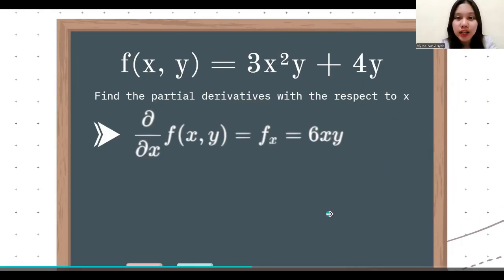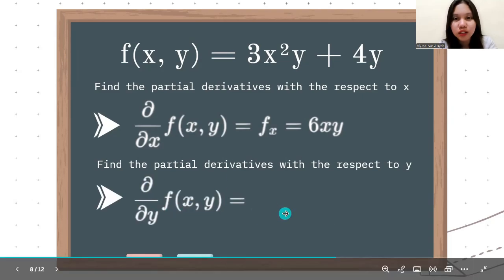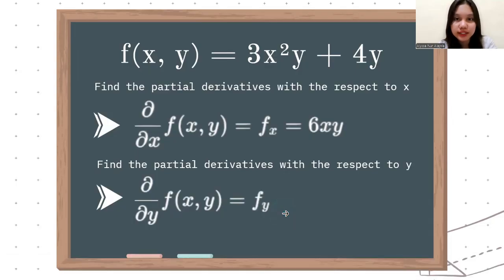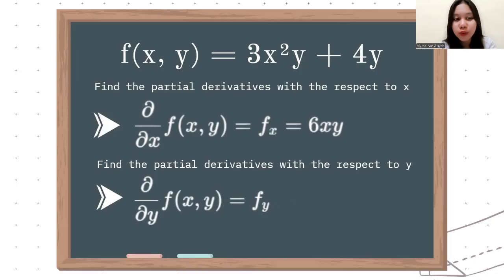Second one, we are supposed to find how the function changes when only y changes. So we need to find the partial derivative with respect to y. So we get this symbol, df of x and y over dy. We also symbolize it as f sub y. Also remembering the rules, when we want to find the partial derivative with respect to y, we treat x as a constant.